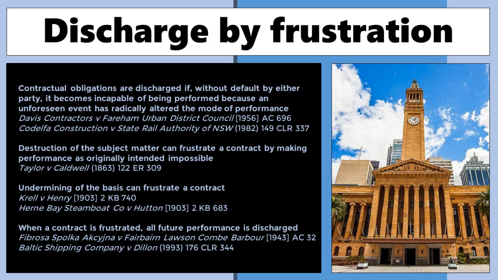What had happened is that in Krell and Henry, a room was booked that overlooked the parade. Somebody paid a fair amount of money for a room to overlook the parade that was going to carry on. And there the court said that, look, in that situation, the coronation getting cancelled because the new king had appendicitis, so it got put back 2 years, frustrated that contract. So the person didn't have to pay.